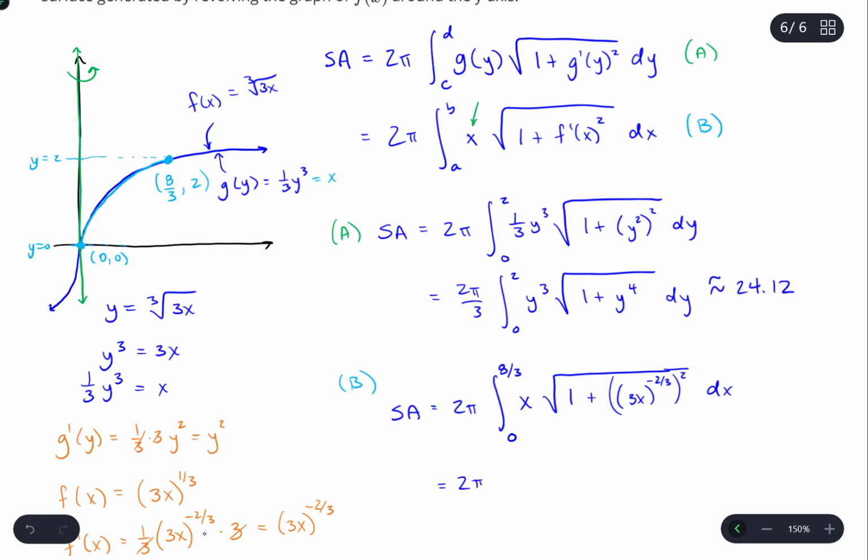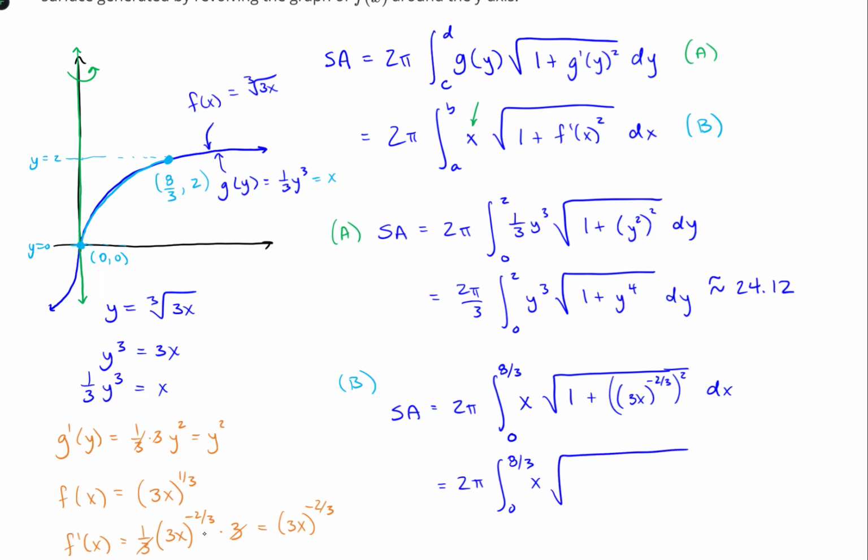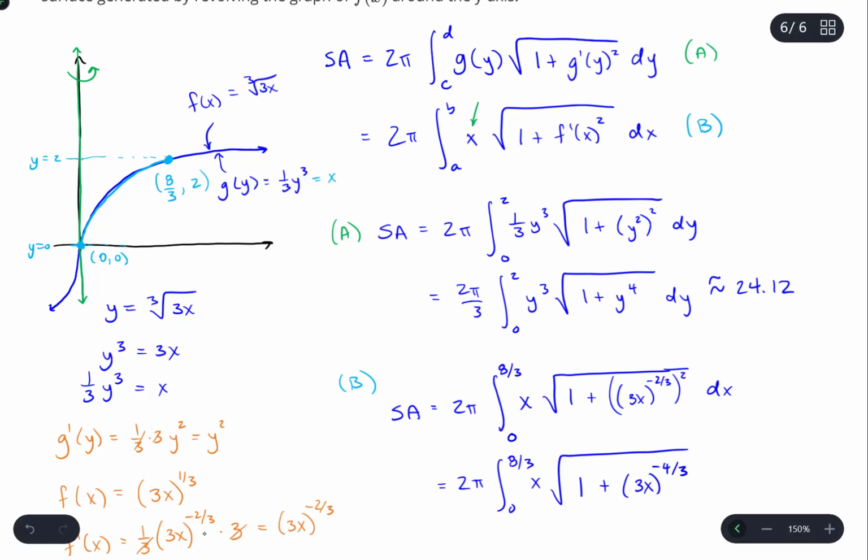So if I set that up, I'm just trying to simplify here a bit. If you take something from an exponent to another exponent, so you're raising one exponent to another, you can simplify that by multiplying. So this would be 1 plus 3x raised to the negative 4/3 dx.